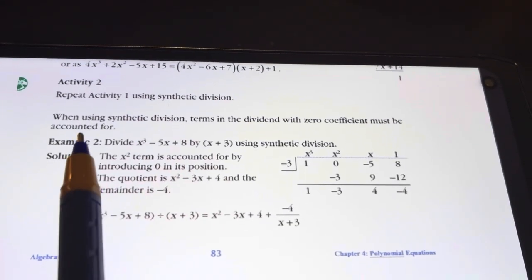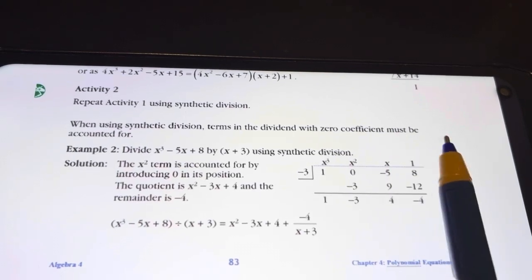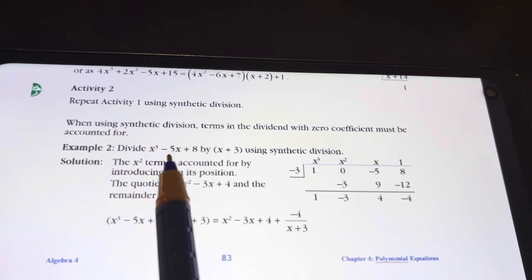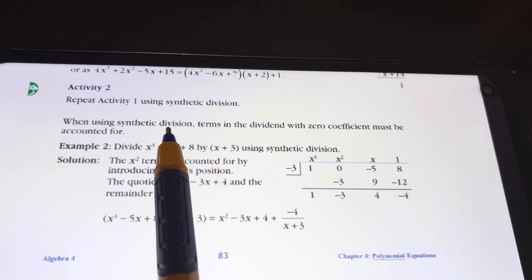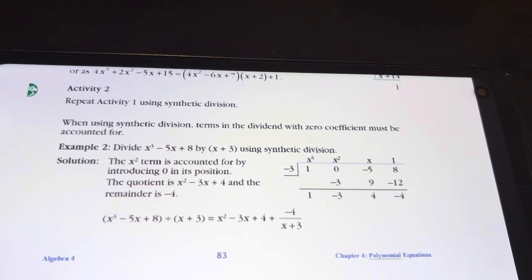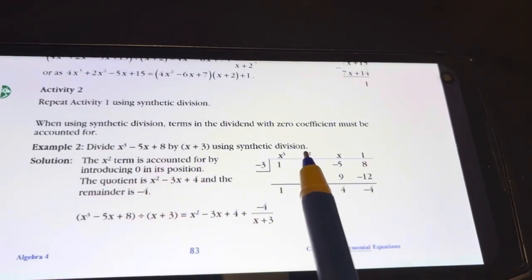There is one important rule. When using the synthetic division, terms in the division with 0 coefficient must be accounted for. What does that mean? For example, x to the power of 3 minus 5x plus 8. Here you don't have x to the power of 2, so it is multiplied by 0. Here you have to put it, in both cases. If you're doing the old method or the synthetic method, you have to put x squared.